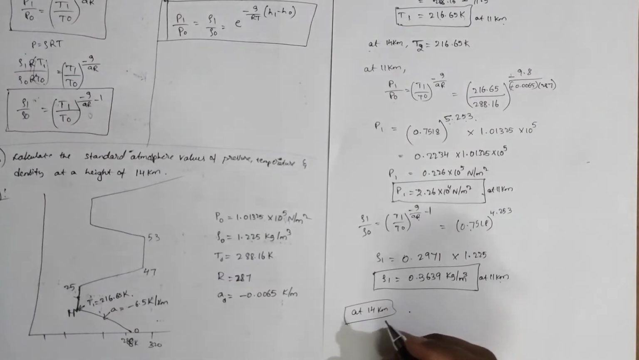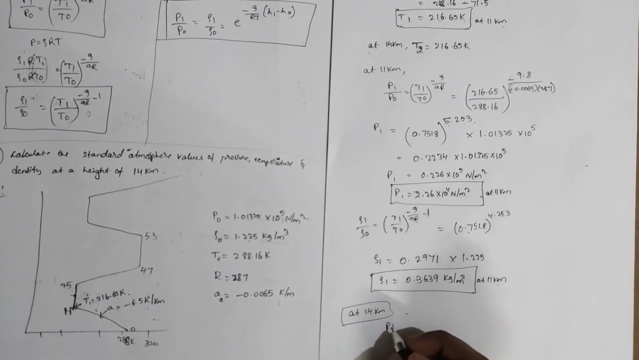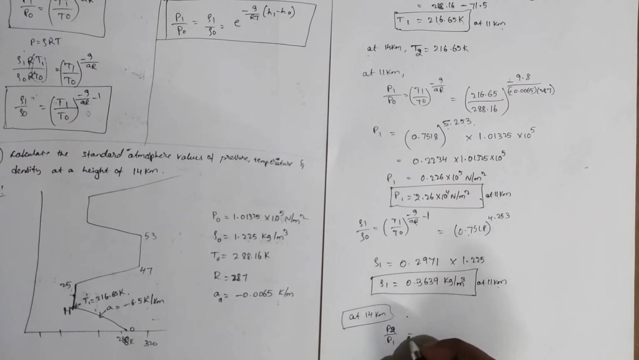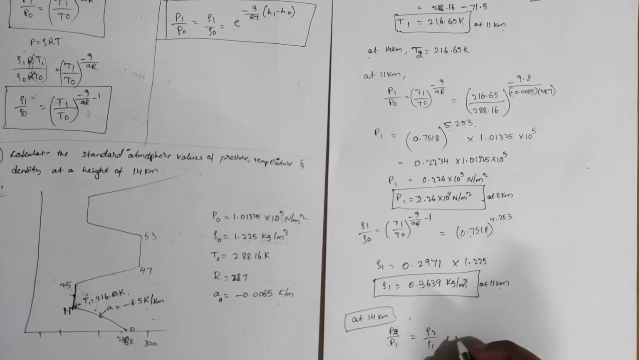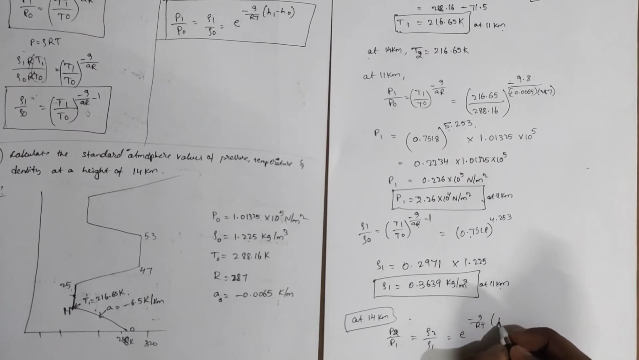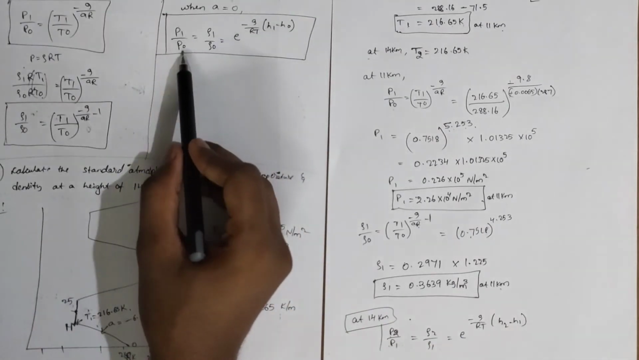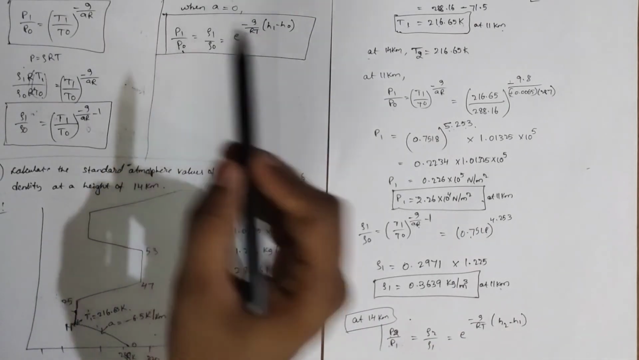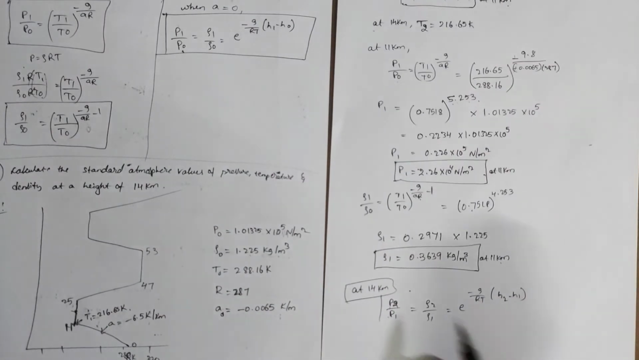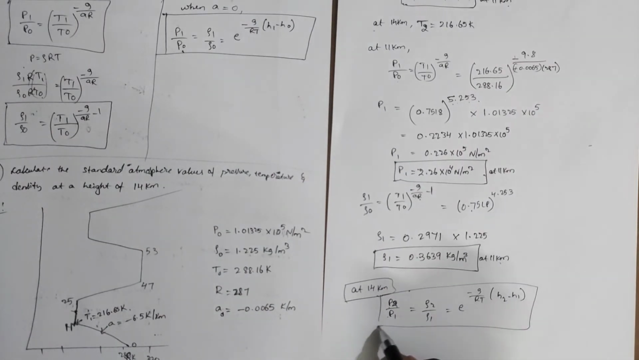So now for 14 kilometers we have the formula of P2 by P1 is equal to rho 2 by rho 1, which is equal to e power minus g by RT into (H2 minus H1). I have just changed P1 and P2 to P2 and P1, that's it. So this is the formula for calculating P2 and rho 2.